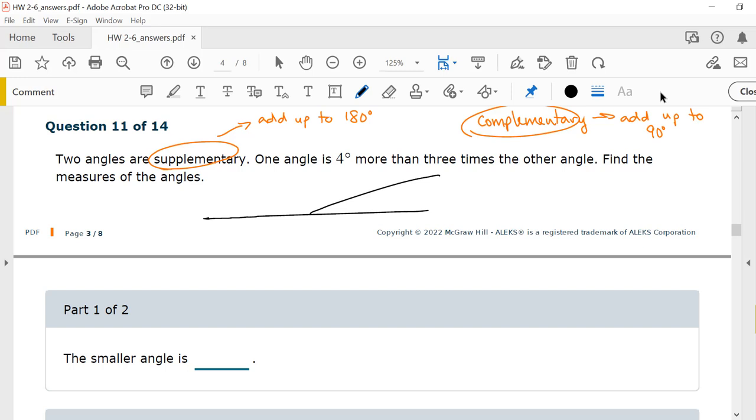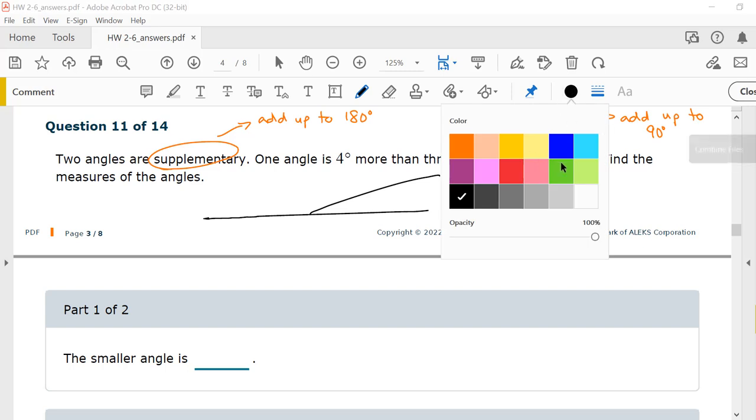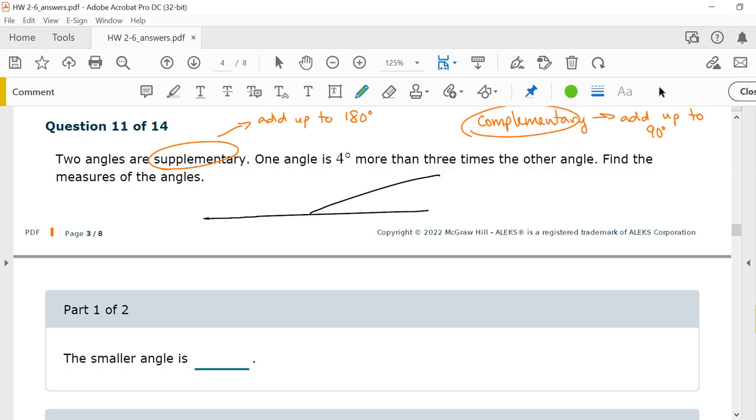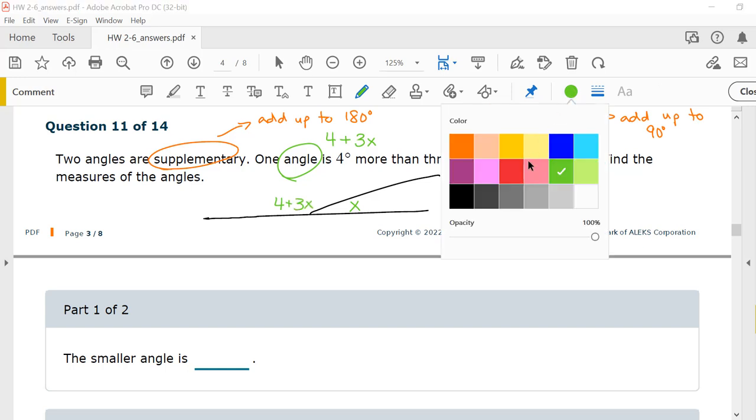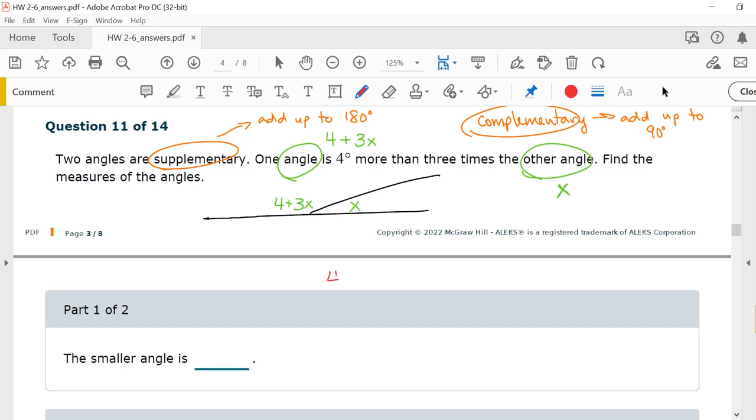One angle is 4 degrees more than 3 times the other angle. If we let one angle be x, the other angle is going to be 4 degrees more than 3 times x. So this one's going to be 4 plus 3x. So here's x, here's 4 plus 3x. When we add those two angles together, 4 plus 3x plus x, we should get 180 degrees.